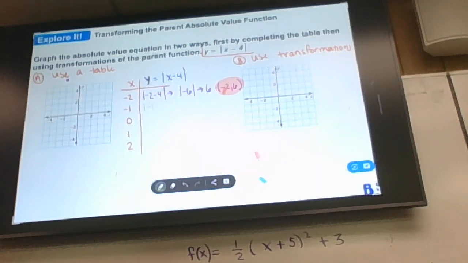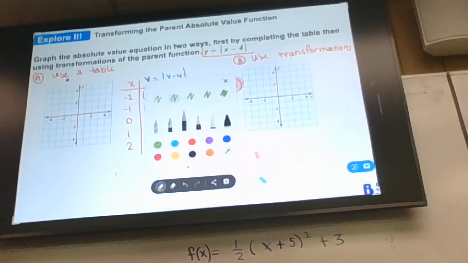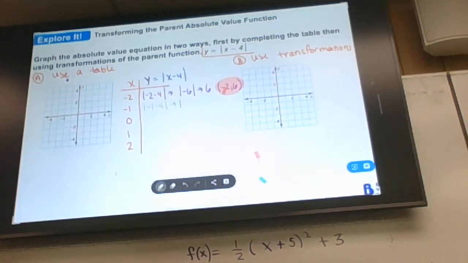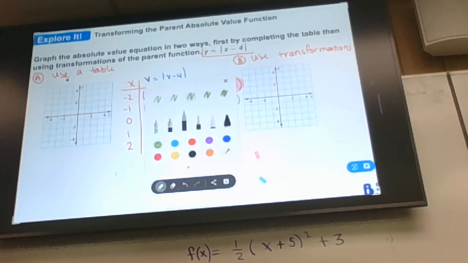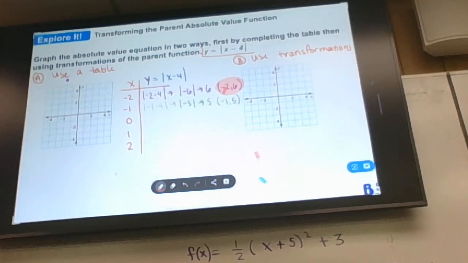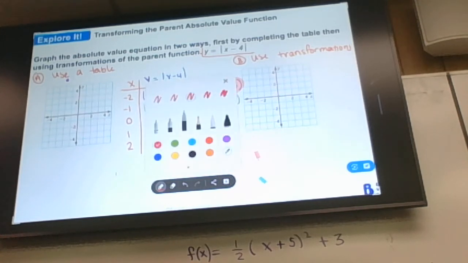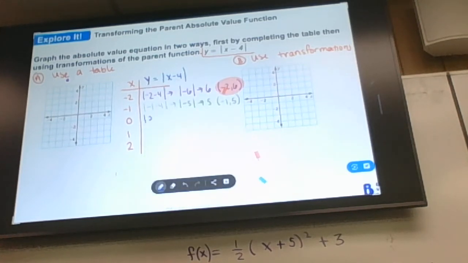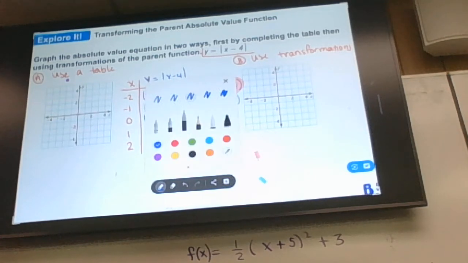But the reason it's positive is because it's 1 minus 4. Negative 3.